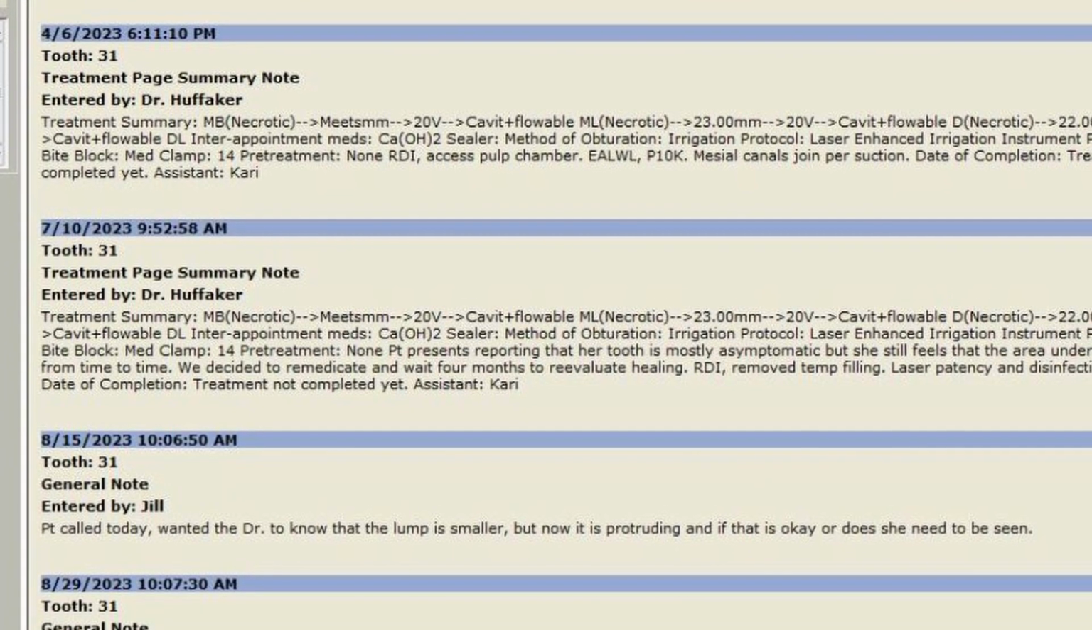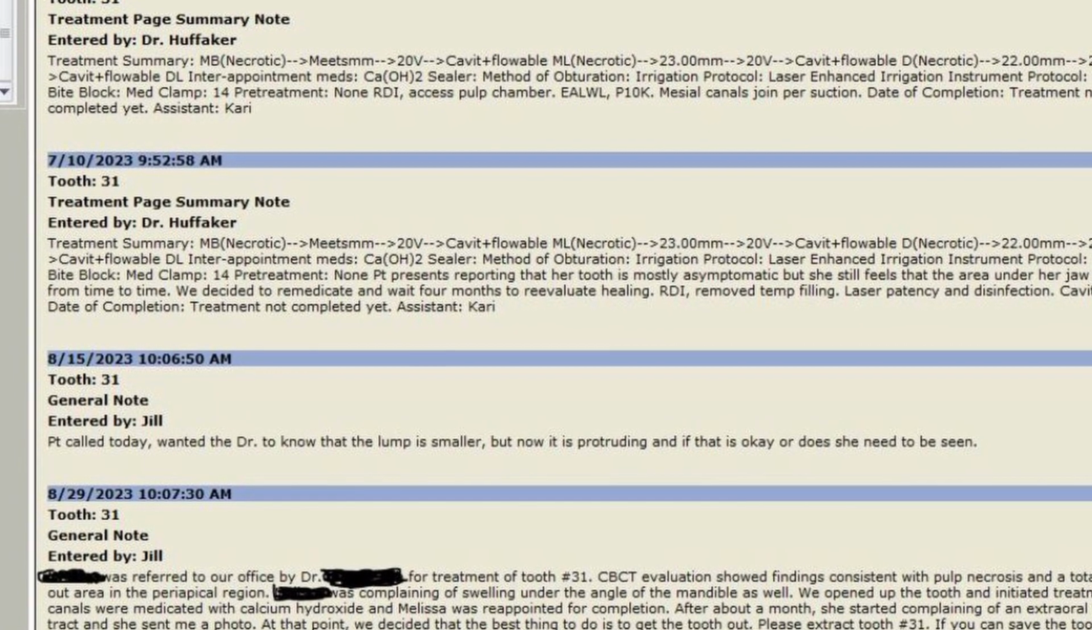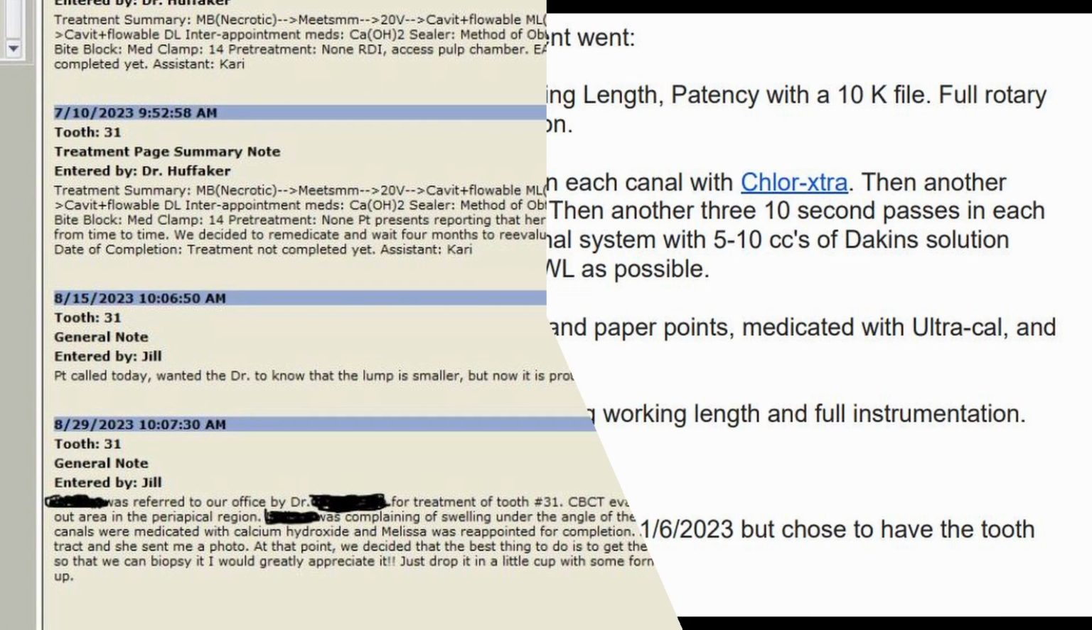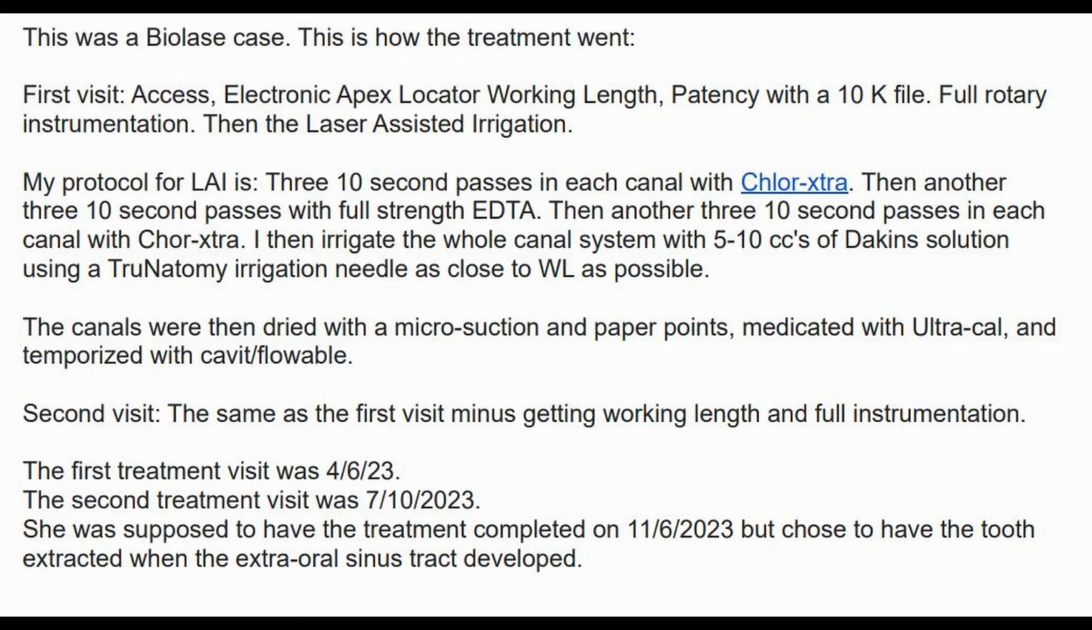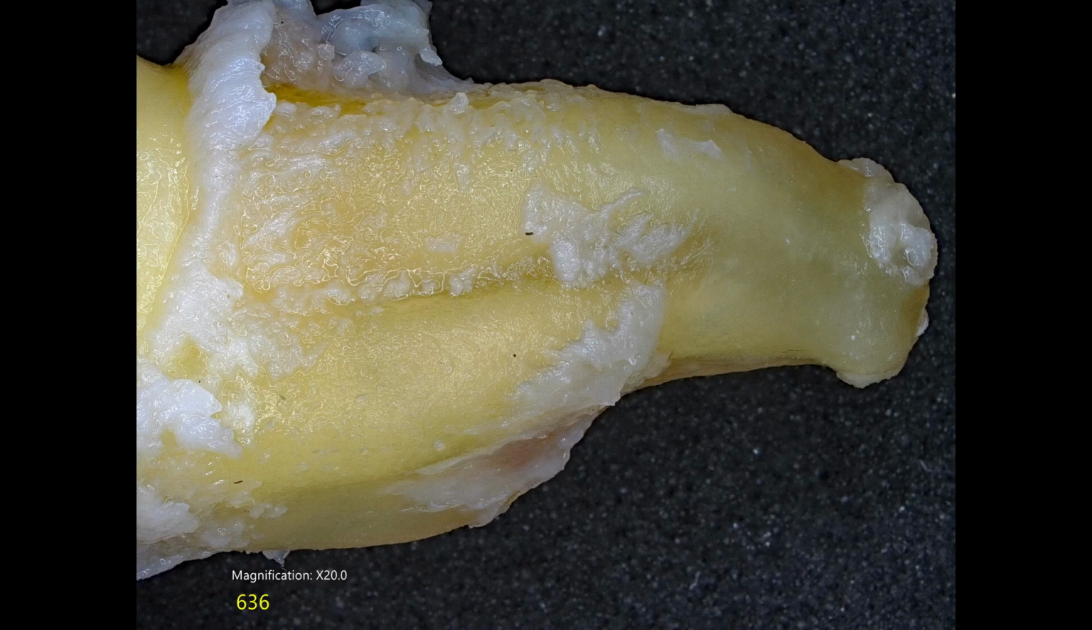You can slow the video down if you need to read more carefully, but basically what he did here, he did this in 2 visits, 3 months apart. He used the Biolase using Chlor Extra and full-strength EDTA with Dakin solution as an irrigant as well. And then he placed paper points. Since the sinus tract did not resolve, he ended up extracting the tooth and sending it to me.